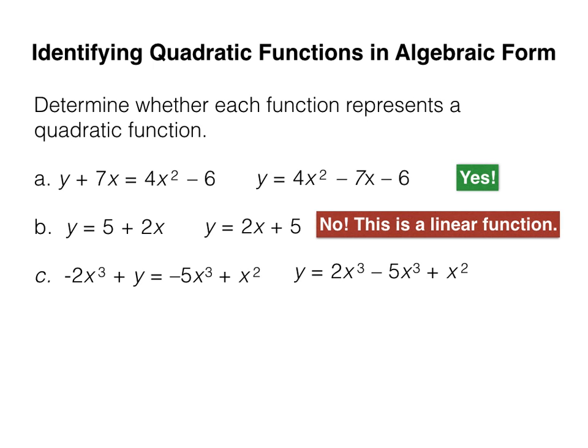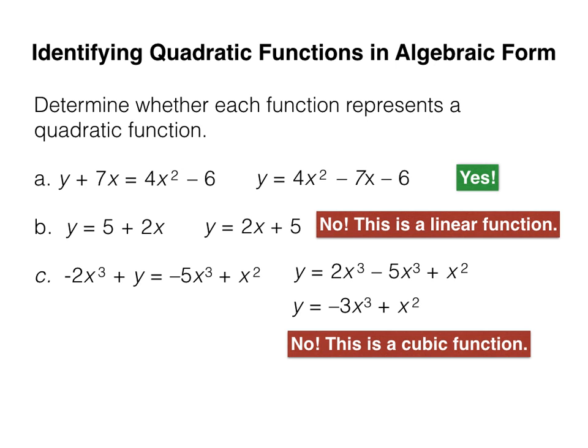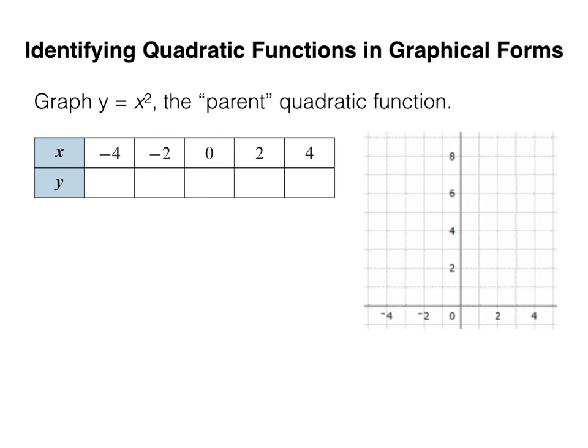In the next example, if we solve for y, we see that we have a couple of x to the third terms which can be combined. This is not a quadratic function. This is actually a cubic function because it's x to the third power. So that's how we can identify quadratic functions in algebraic form: if the highest power of x is x to the second. Now let's take a look and see how we identify quadratic functions from their graphs.